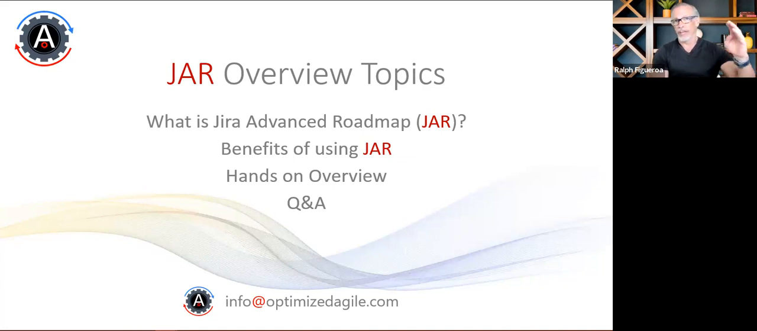I'm going to bore you with 4 slides, and then from there we're going to jump into a hands-on demo using JAR, or Jira Advanced Roadmap. First of all, the topics that we're going to be covering are what is Jira Advanced Roadmap, and how do you access it? What are the benefits of using Jira Advanced Roadmap, or JAR for short? And then we jump into the hands-on overview.